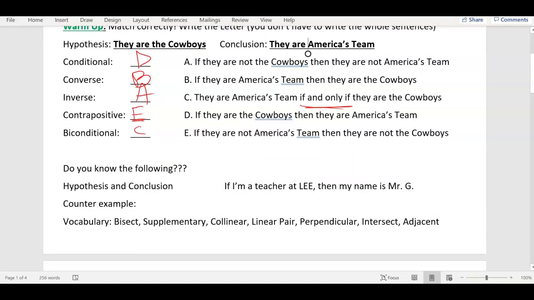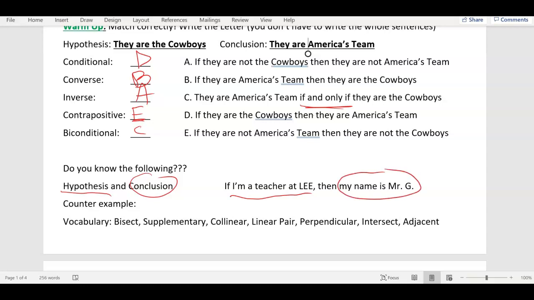Now, on the assignment from last week, you had to underline the hypothesis and circle the conclusion, right? So here's the statement. If I'm a teacher at Lee, then my name is Mr. G. What do I underline? What's the hypothesis in this statement? The first part. After if, that's what you underline. I'm a teacher at Lee. Again, you don't have to do it, but that's what I'm going to do. And the conclusion is after the then. So what am I going to circle? My name is Mr. G. Very good.